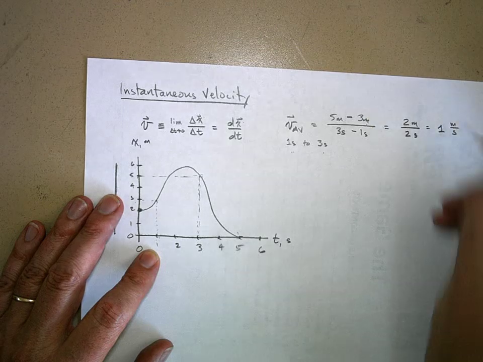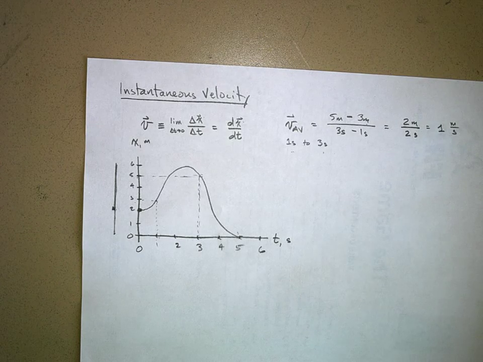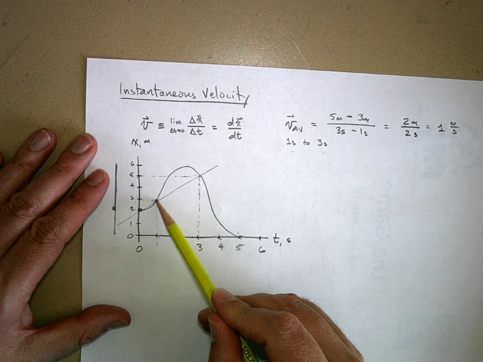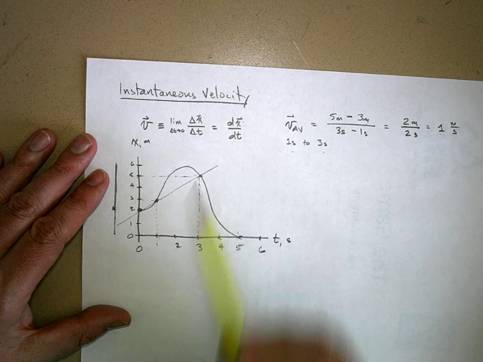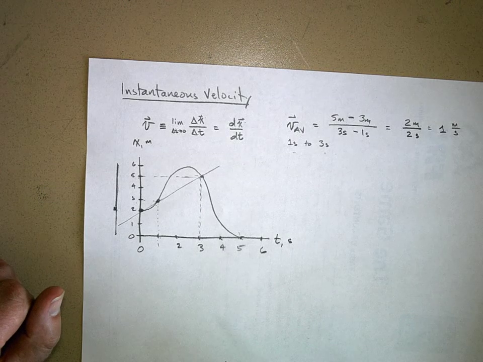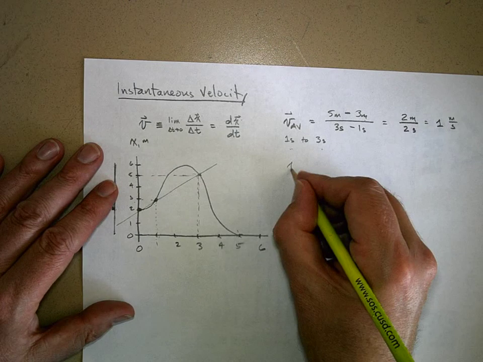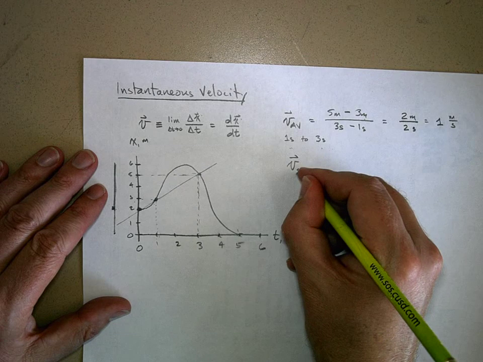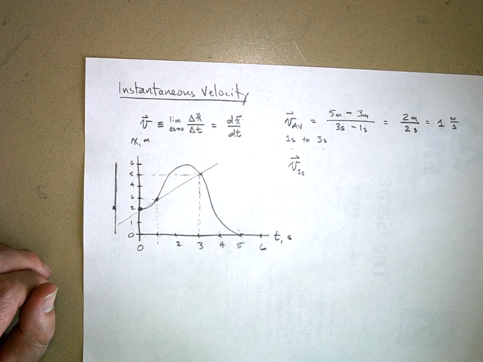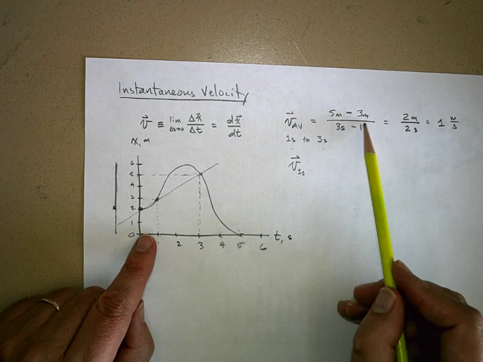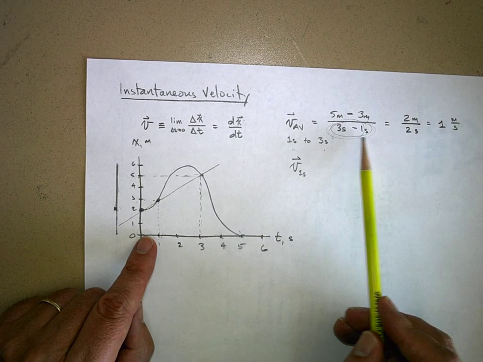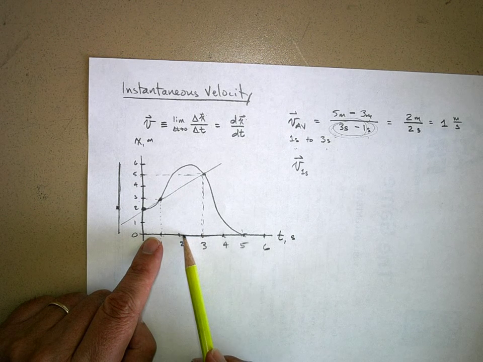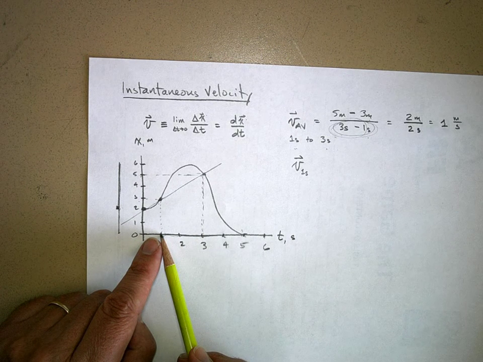Another way of looking at this on the graph, though, is that this is the slope of the line that connects these 2 points on the graph. Now, what if I want to know the instantaneous velocity at 1 second? Well, here's what I can do. Here's my delta t, right? What I can do to this delta t is let it shrink to 0, so that what you get is a tangent line.